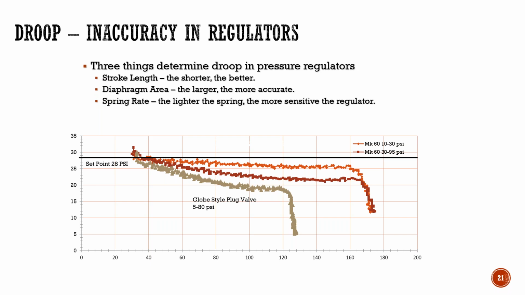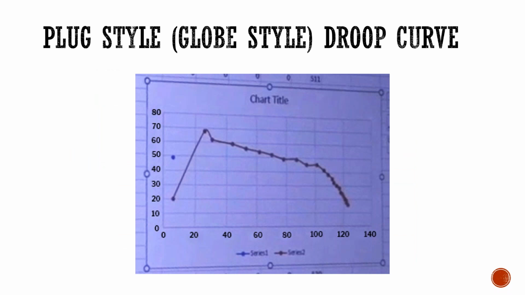The second one has a heavier spring. So you can see here the 30 to 95 psi spring, so you cover the set point, but because of the heavier spring, you don't have the accuracy that you have in the first curve. And then the last one is a different valve type that has a longer stroke and a spring that's not optimized. So you can see that the droop performance there is not nearly as good as the first two.